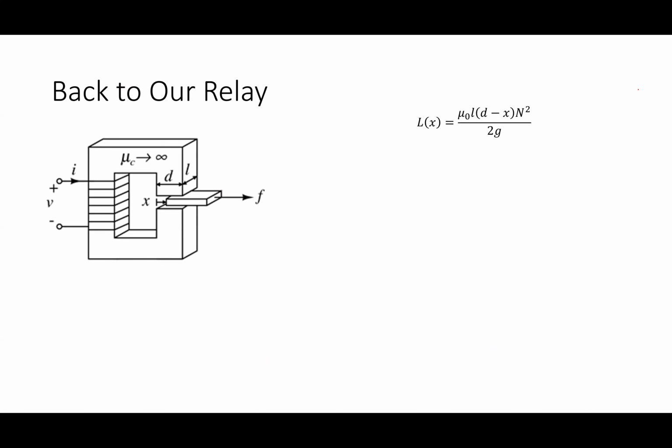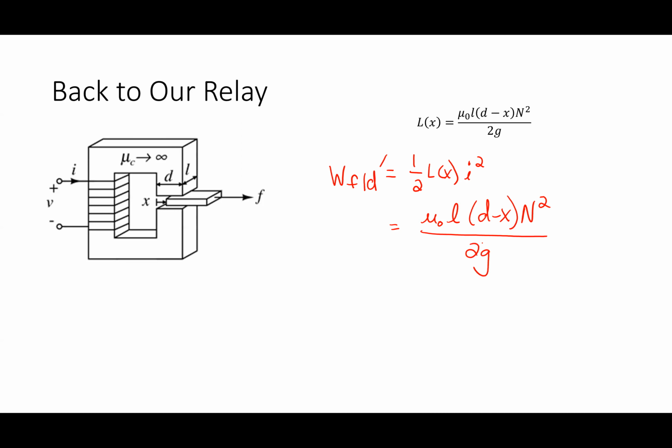For my relay, I had L of X, which is what? What's L of X again? Just making sure you guys haven't totally fallen asleep. It's the inductance as a function of position. L of X is mu naught L times D minus X times N squared over 2G. The co-energy is 1/2 L of X I squared. So if I plug in my L of X, it's mu naught L D minus X N squared over 4G, times I squared, because of the 1/2.